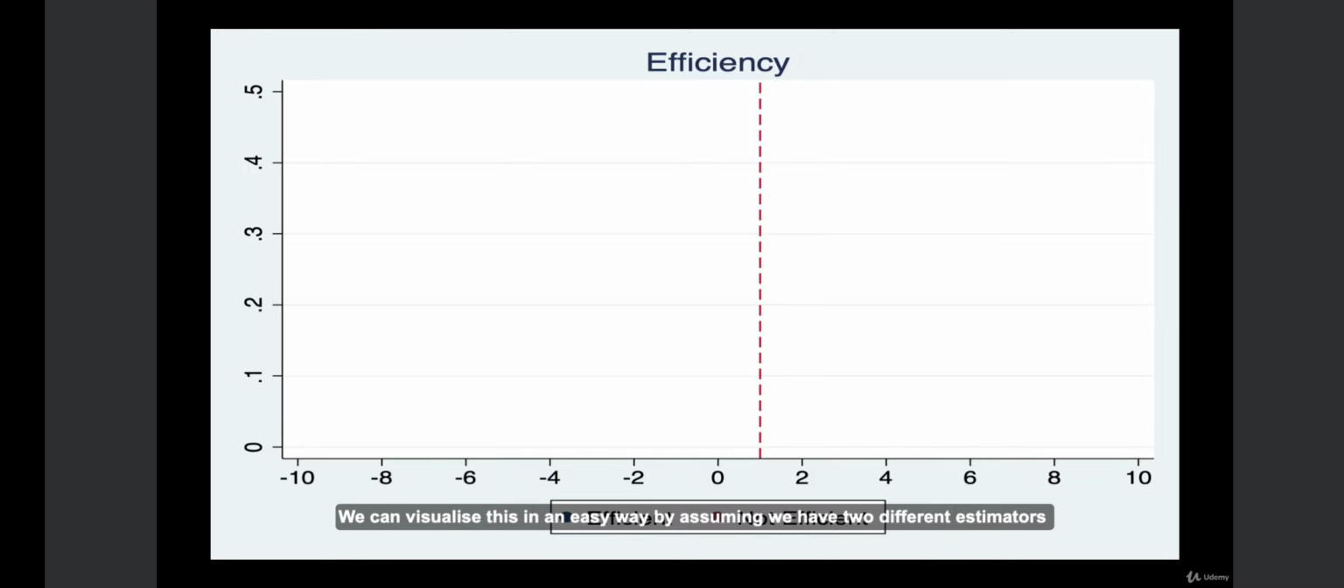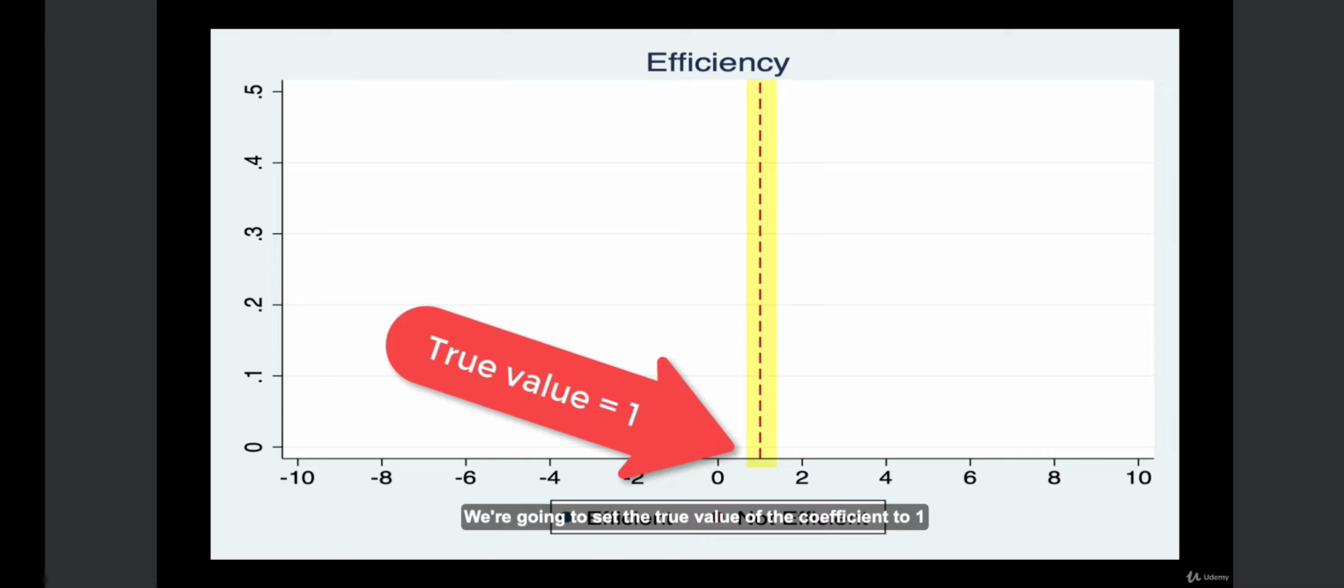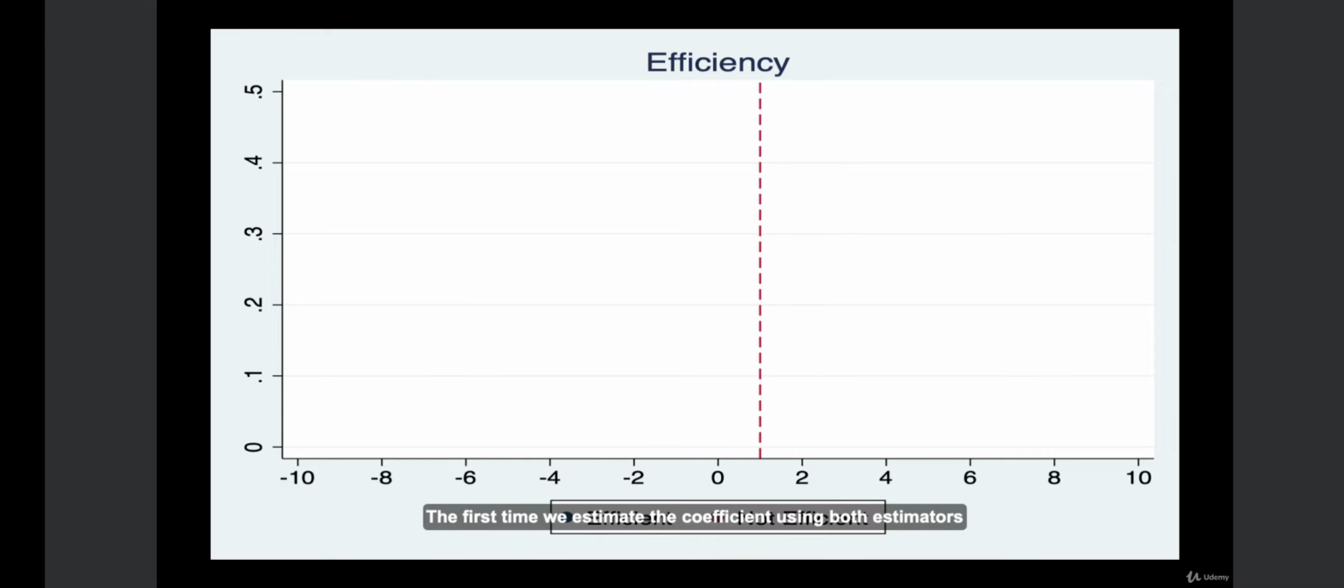We can visualize this in an easy way by assuming we have 2 different estimators and an infinite amount of data. From this infinite amount of data, let's go ahead and select a small sample and then try to estimate a particular coefficient for a variable. We're going to use an inefficient estimator and an efficient estimator. We're going to set the true value of the coefficient to 1. The first time we estimate the coefficient using both estimators, we return a value of around -6 for the inefficient estimator and -2 for the efficient estimator.